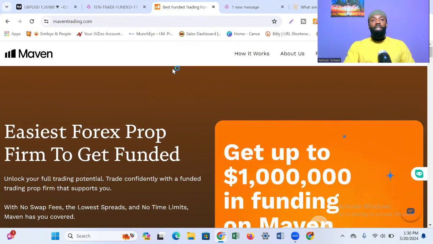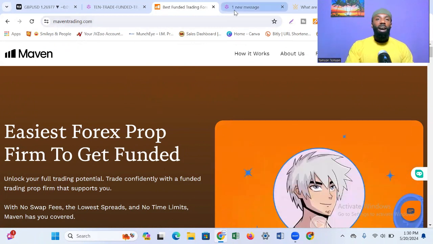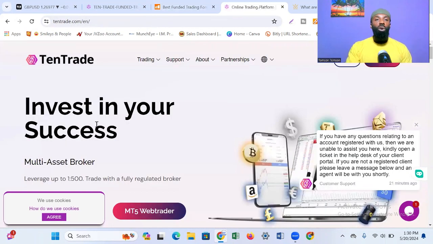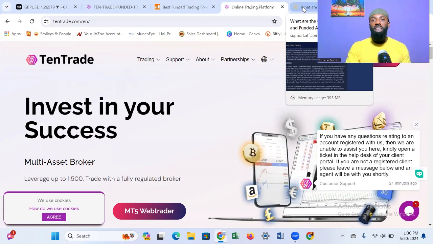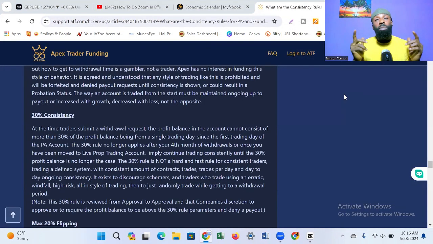Okay, so guys, like I rightly told you, Maven Trading have that consistency rule, okay? This prop firm also called Tentrade have that consistency rule issue. A whole lot of them, Funded Nest and even this Apex Trader funding, okay? So guys, we're going to be starting with the 30% consistency rule.